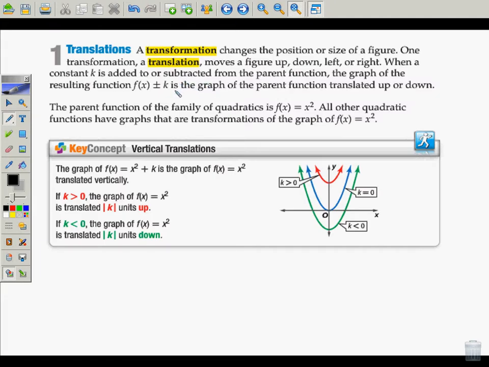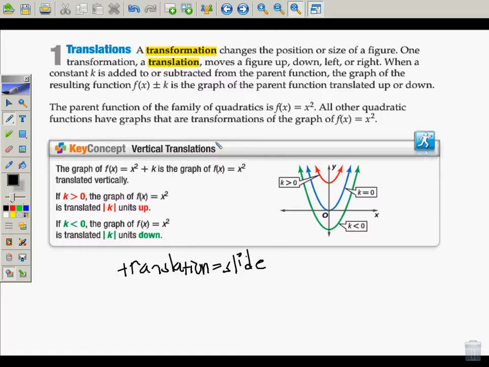Now remember, we've got translations. You've probably talked about these before. You can kind of think of translation as just when you slide something. Transformations change position or size. One transformation, a translation, moves the figure up, down, left, or right. So underneath your notes, I want you to just write translation equals slide. When you are just doing a translation, you're not changing the shape at all, you're just moving it around. All a translation is, is a slide.